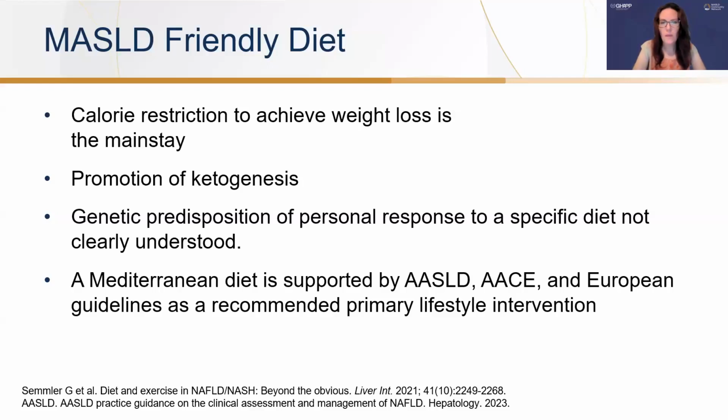A Mediterranean diet is the one that's most supported as the primary lifestyle intervention. It's probably one that patients really understand the most. So we want to try to take a more personalized approach at the same time. Thinking back to our case study, Albert, how can we take the components of the Mediterranean diet to what he's already doing? How can we make that work?